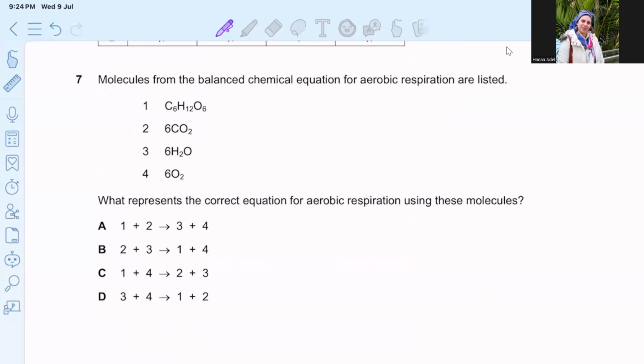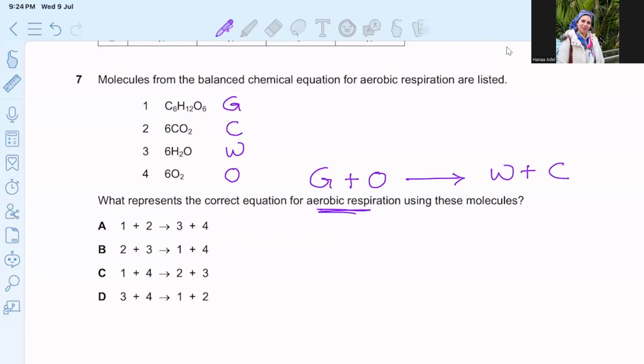CO2, which is carbon dioxide. H2O, which is water. And O2, which is oxygen. What represents the correct equation for the aerobic respiration using these molecules? When they ask about the aerobic respiration, we have to remember: GOWC. G represents the glucose, O represents oxygen, W represents water, and C represents carbon dioxide.